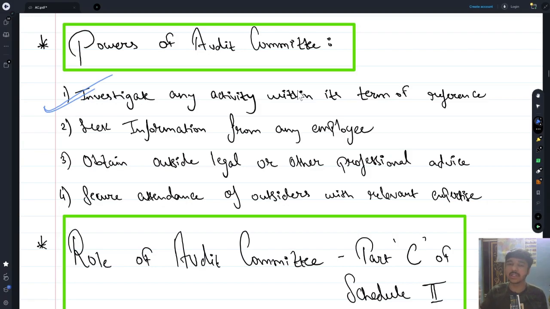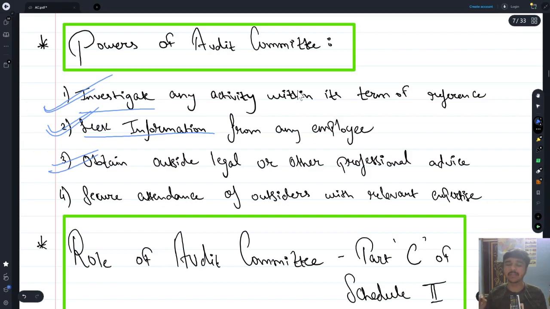For investigation, obviously they will need information. So they will seek information from any employee. And if that employee, when he is having his lunch break, tells the audit committee, you cannot do that, I am going to take out this paper and show them that I have this power. SEBI LODR has given me this power. So I can seek any information for any investigation.